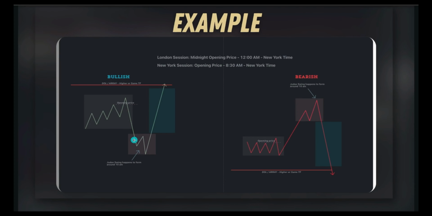Here you can find Judas swing, which let's say for this example happens to form around 10 a.m. Just as an example, not saying it always forms, but let's just say the Judas swing forms around 10 a.m. and then finally you have your distribution reversing back up.